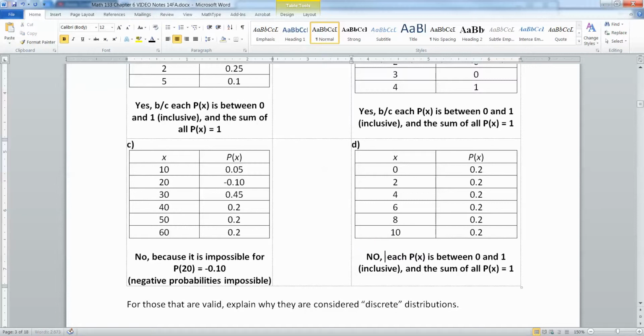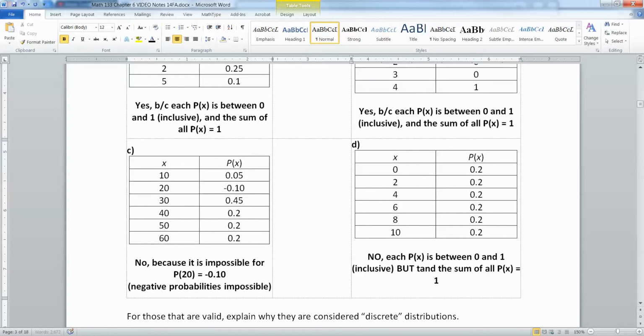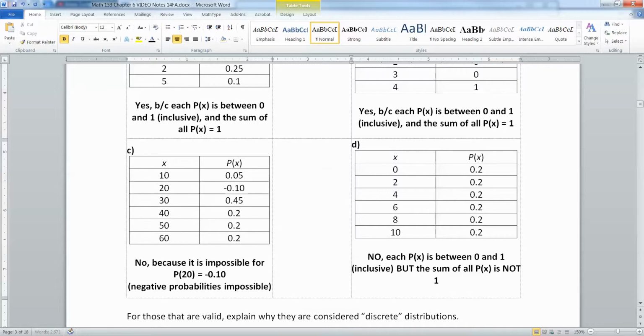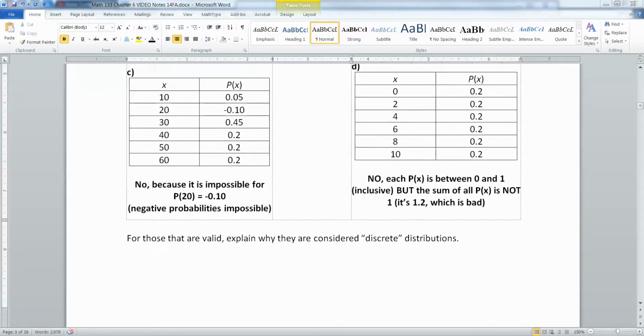And then each probability is between 0 and 1, but the sum of the probabilities is 1.2. 1.2 is not good. How about this? Sum of the probabilities is not 1. It's 1.2, which is bad, right? We do not want it to add up to 1.2. We want it to add up to 1. That's what we want.